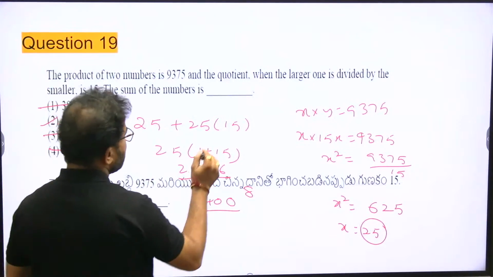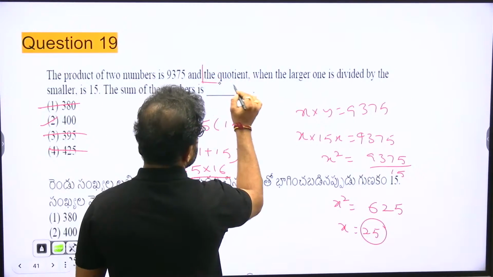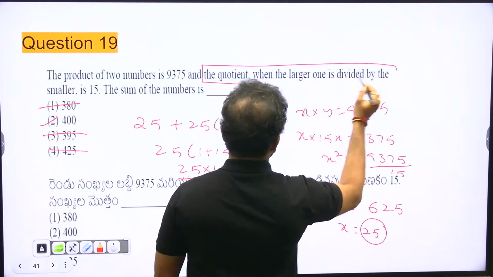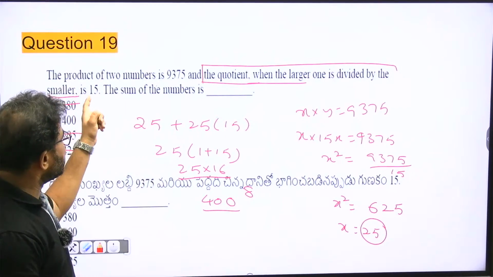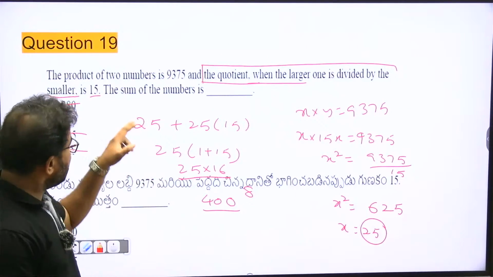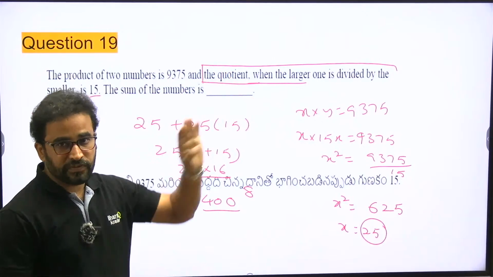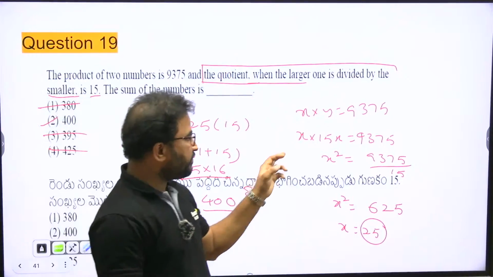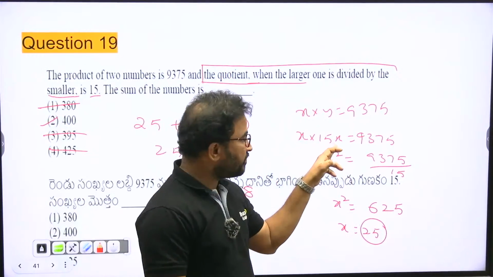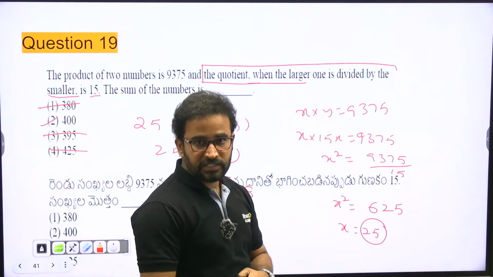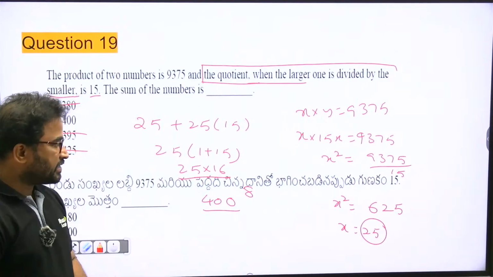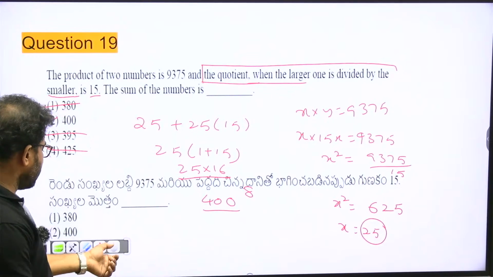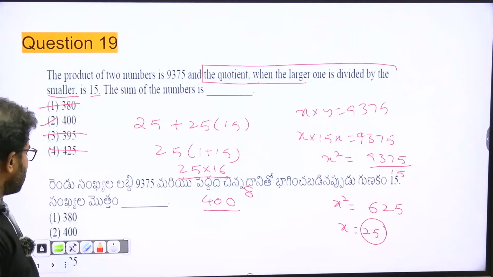Now, you need to remember that this is very, very important. The quotient when the larger one is divided by the smaller is 15. They are directly giving the quotient value as 15 here. Compared with this one, if one is x, another one must be 15 times the x value. So this is a number system based question. I will discuss how to work out all these things from the examination point of view. You can focus in this way.